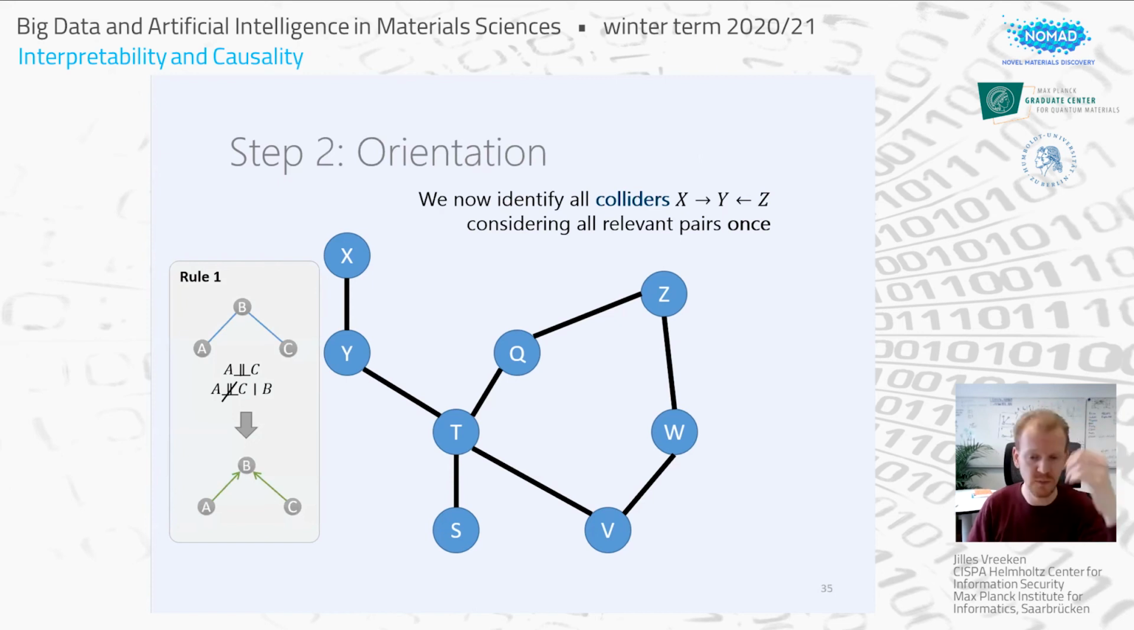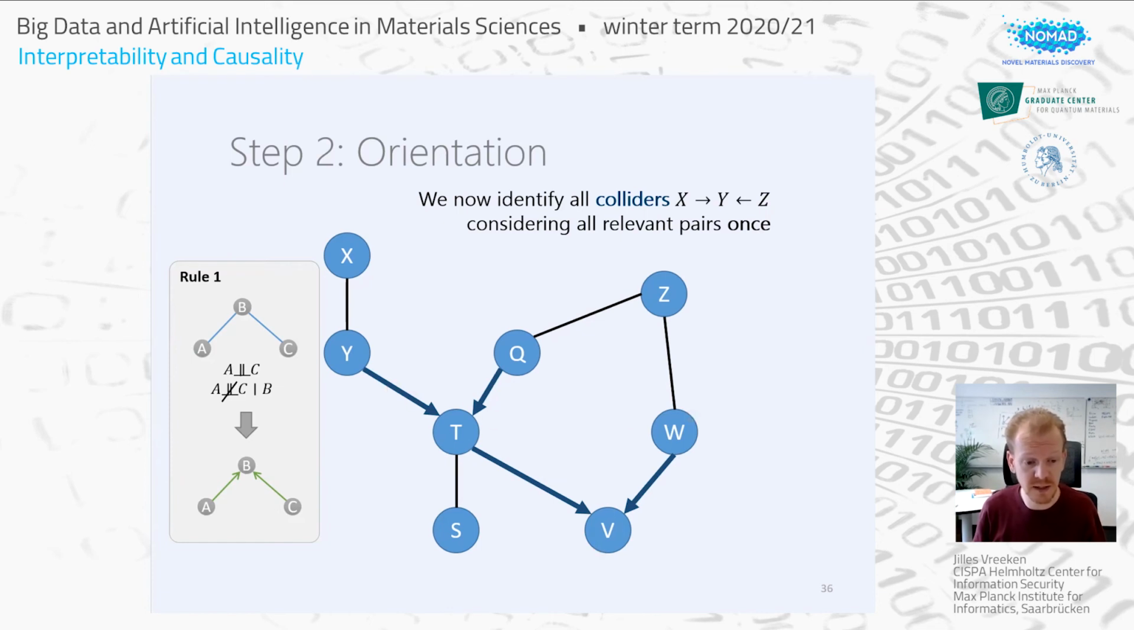And this is rule 1. I use slightly different letters here, not to muck up the matching to the actual graph. And what we find in this particular example is that Y, Q, and T have this collider structure, and the same thing for T, W, and V.